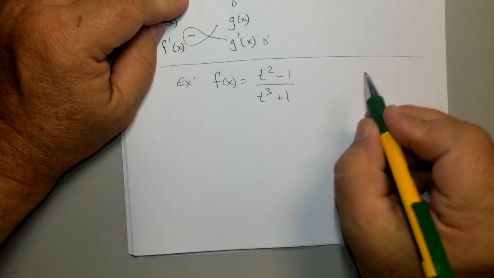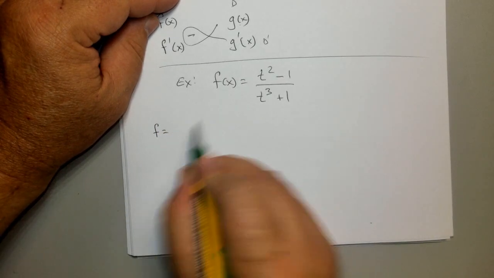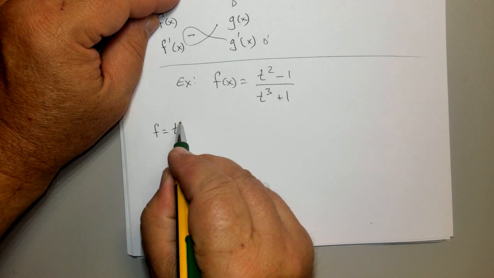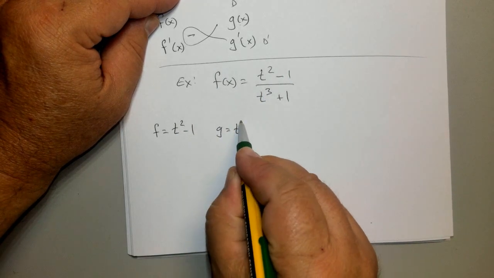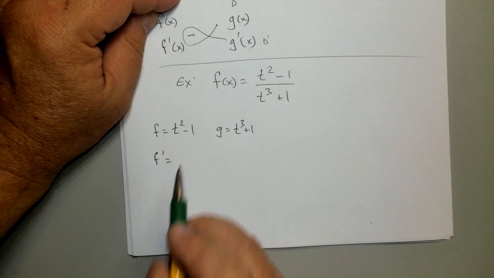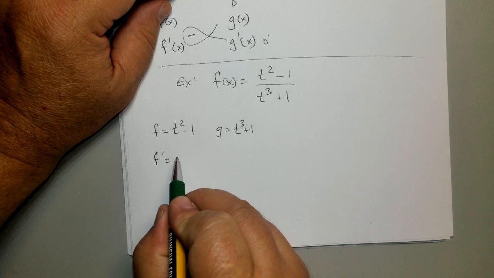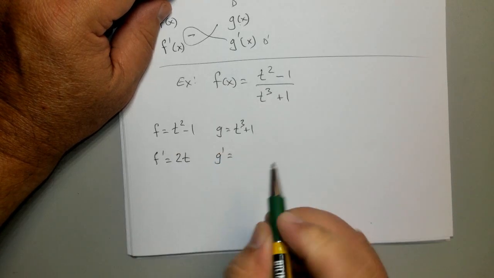So the first thing we have to do is identify the parts. The numerator is t squared minus 1. The denominator is t cubed plus 1. The first derivative of t squared minus 1 is what? 2t. 2t. The derivative of the second one?